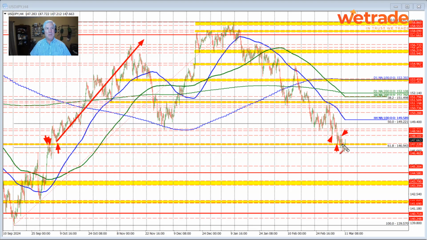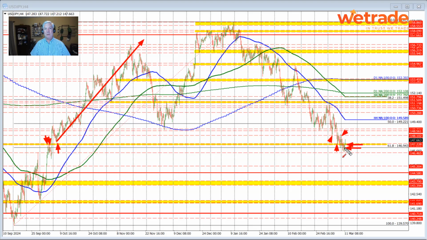We did break back below this swing area between the 147.21 and 147.33 level in trading yesterday, but as you can see, we've rotated back to the upside. We're back above this level right now, and that's going to be our close support level.